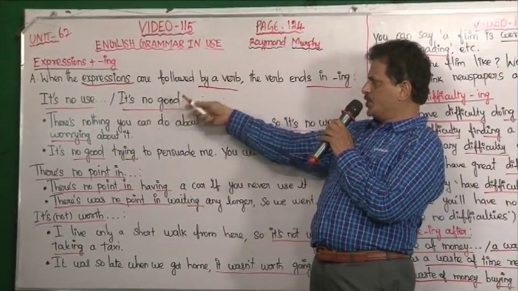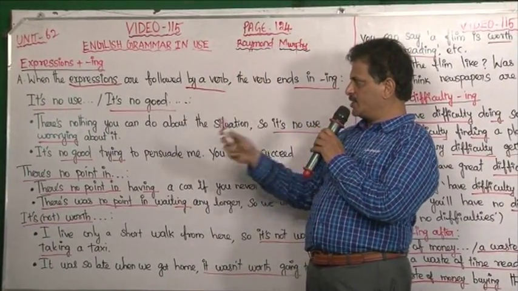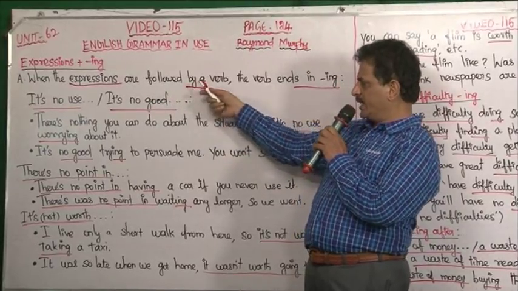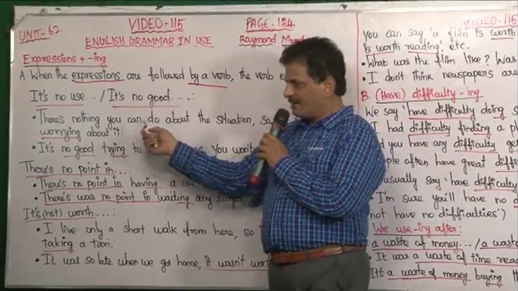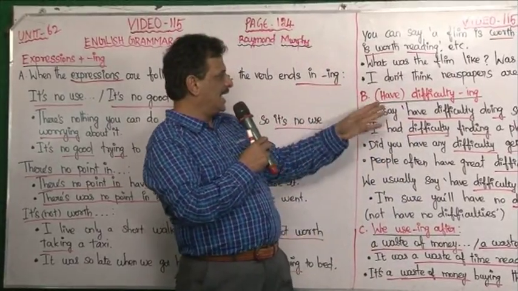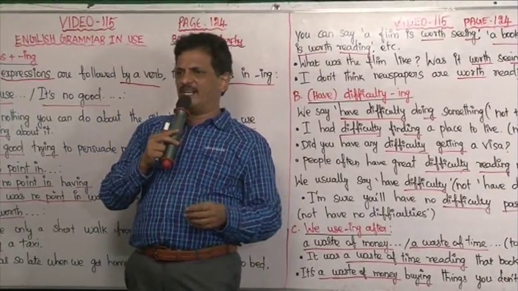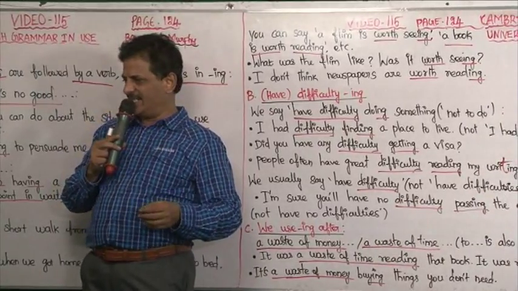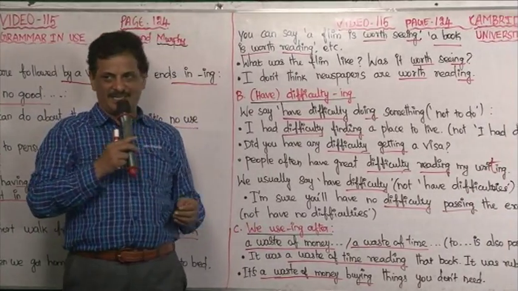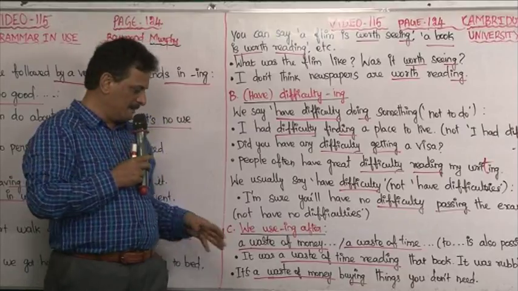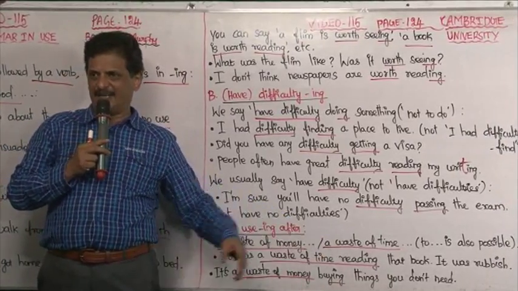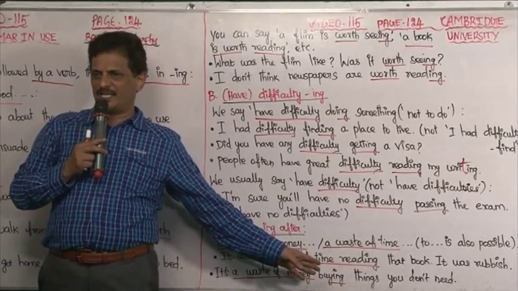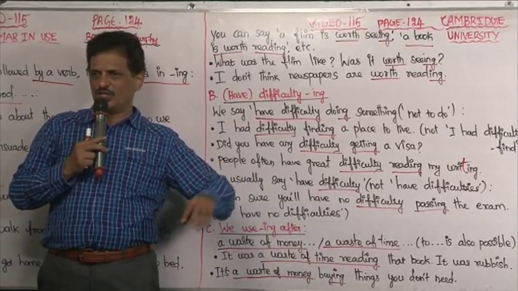It is no use. It is no good. Then verb plus -ing: it is no use buying. It is no good spending the time. It is not worth. There is no point in watching the television. Right? Then here: have difficulty in getting a job. I have difficulty in driving the car. It is a waste of time buying. It is a waste of time spending the time. It is a waste of time watching television.